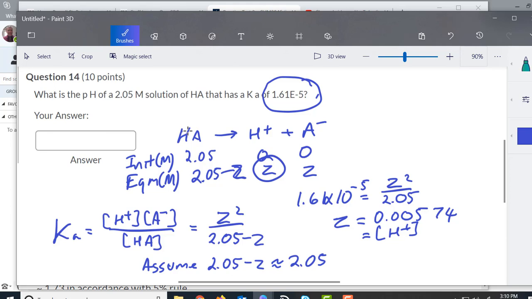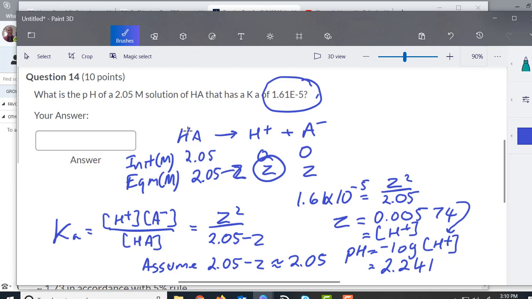If that's the concentration of H plus, then I can find the pH. The pH is going to be the negative log of the hydrogen ion concentration, which means it's going to be the negative log of 0.00574, and this is going to come out to be 2.241. Now, when I'm doing the negative log of something, or the log of something, the number of decimal places will be the same as the number of significant figures in whatever we took the log of. So this has 3 sig figs, so this is going to be 3 places past the decimal in the pH.